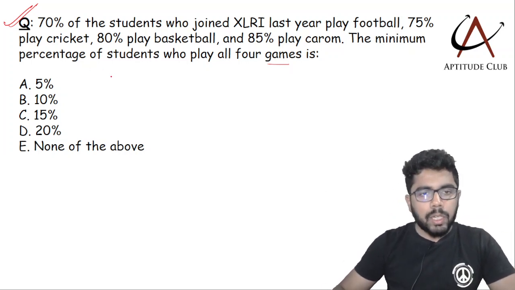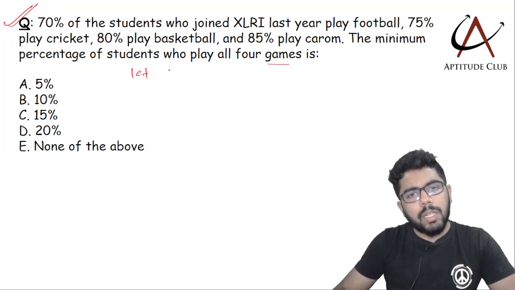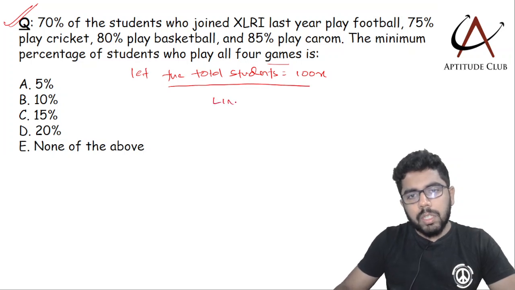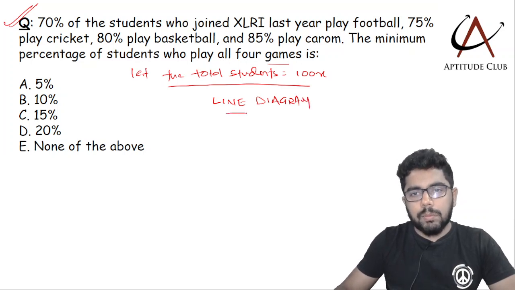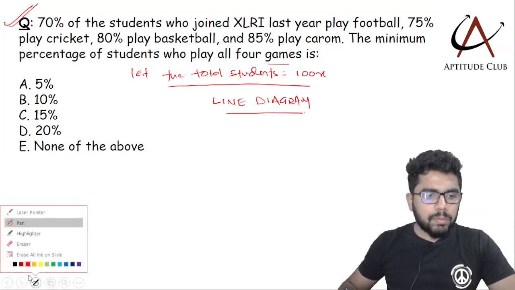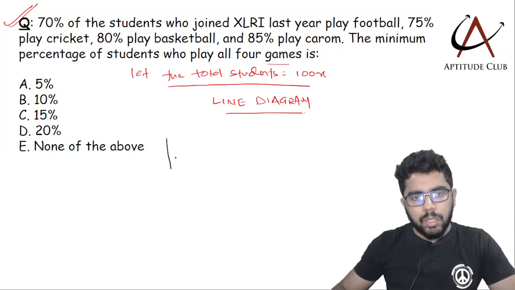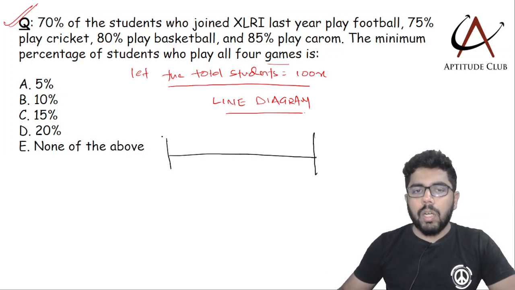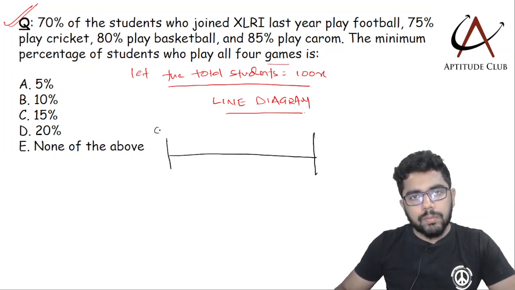So we'll use something called a line diagram. I'll do it in this way. Let the total students be 100x, and I'll use a line diagram. Now what is this line diagram? Think of it in this way. Suppose I represent the entire population like this, and here if I take cricket, how many people play cricket? 75x.